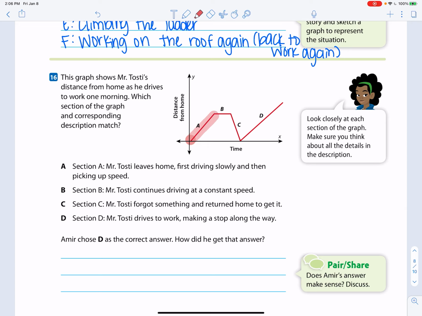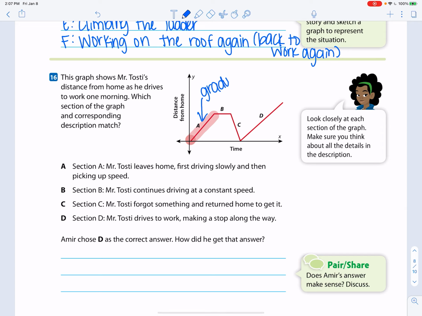Well, it's actually pretty gradual. All right, so in section A, Mr. Tosti leaves home, which, yes, that makes sense. First driving slowly, then picking up speed. Well, it doesn't really, if he was doing those two things, then it would be two different sections within section A. Since there's only one section, he seemed like he was driving pretty slowly. So in section A, it seems like, not slowly, I'm sorry, it seems like he was driving pretty gradually.